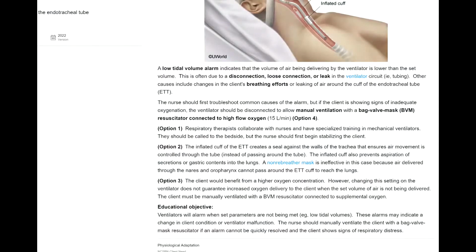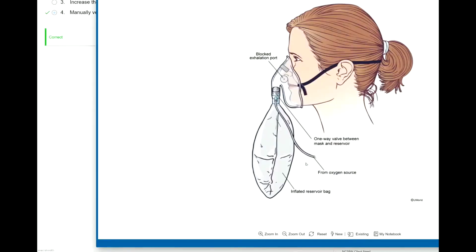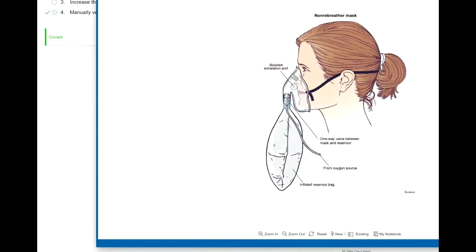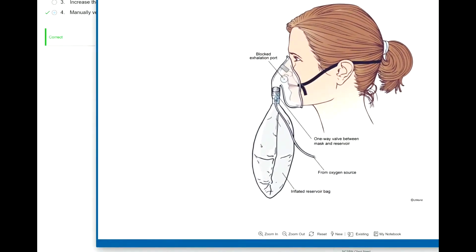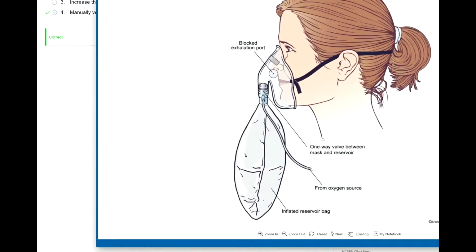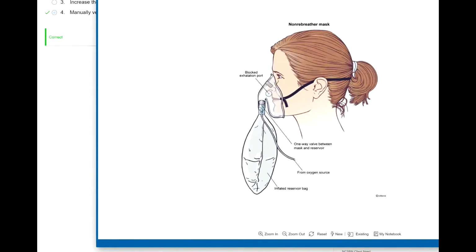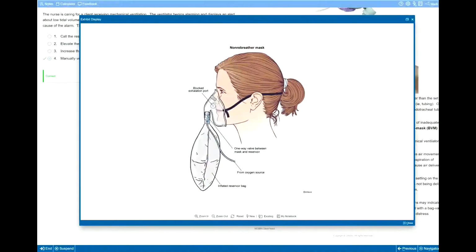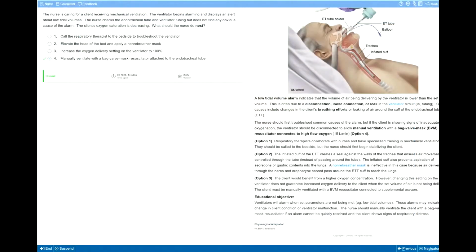So with the tracheal cuff, oxygen coming in through the nostrils or the mouth isn't going to get into our lungs. So if we look here at the non-rebreather mask, we can see that this rests on the client's face, and while it can deliver a lot of oxygen, this is not something that would work well for our client who is receiving mechanical ventilation.